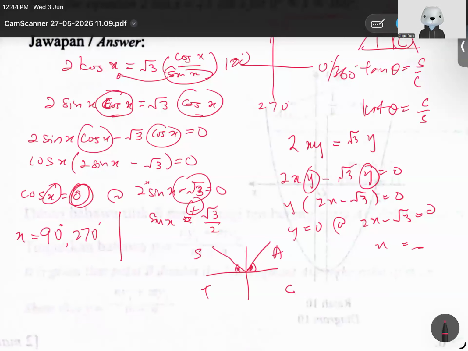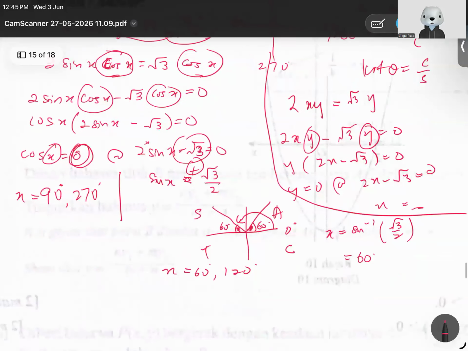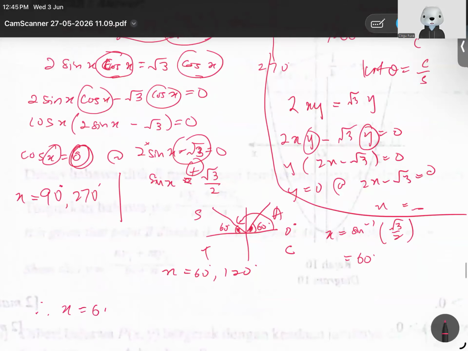Reference angle first. So how do you find the reference angle? x equals to sine inverse of square root 3 over 2, which equals 60. That means the reference angle here is 60. So the angle for the first quadrant is 60 degrees. For the second quadrant, of course, from 0 degree to here, which is 120 degrees. Therefore, x equals 60 degrees, 90 degrees, 120 degrees, and 270 degrees. So altogether there are 4. All right, that's about part B.